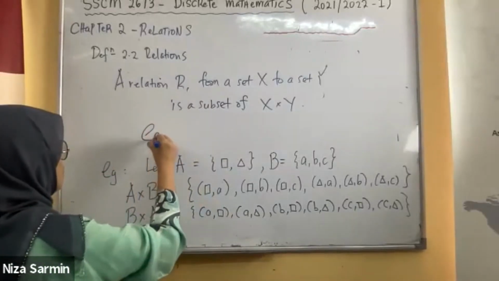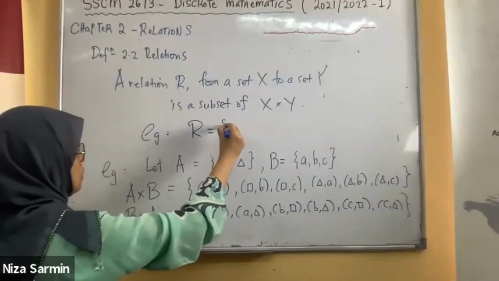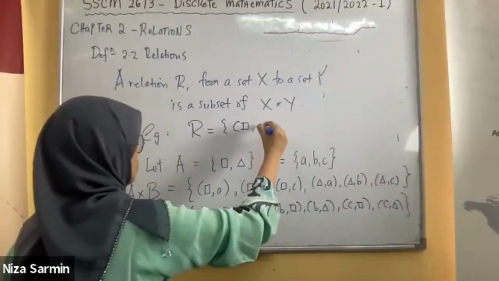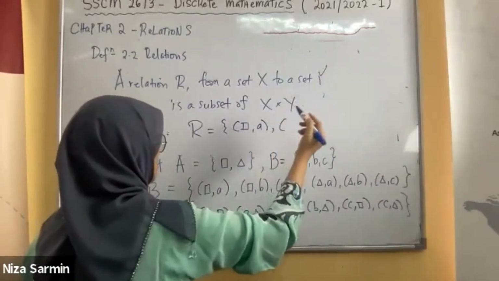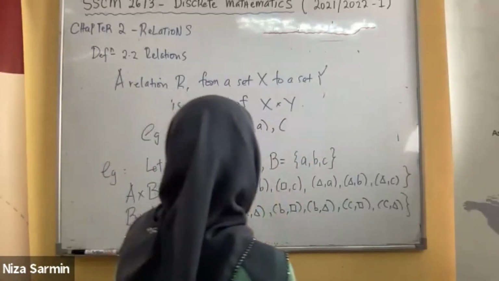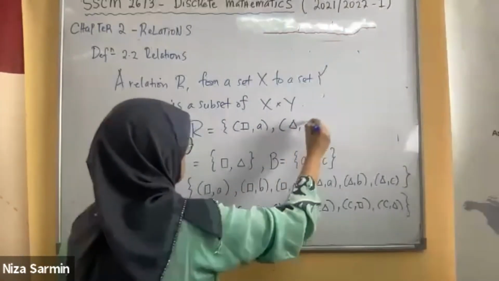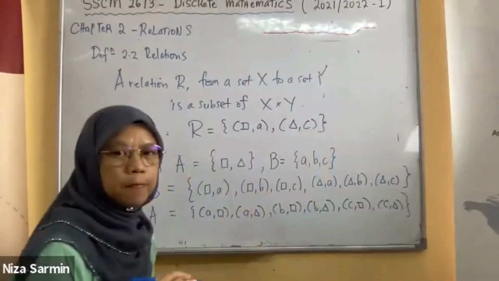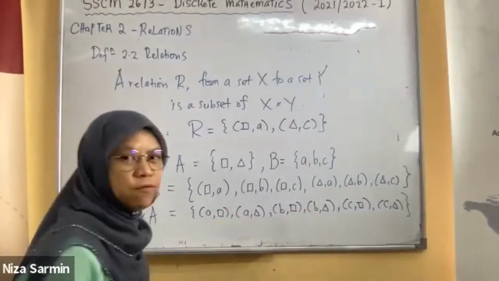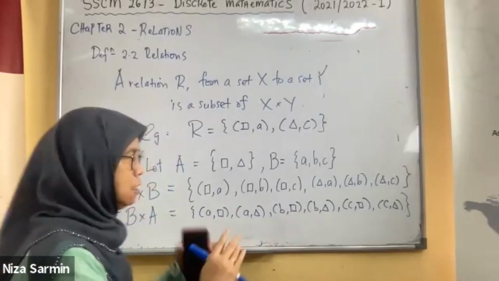Example. So let R be, let me just take this. Okay, so this is a relation because this is a subset of this whole thing. All right.